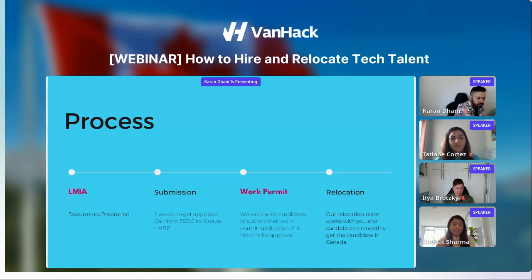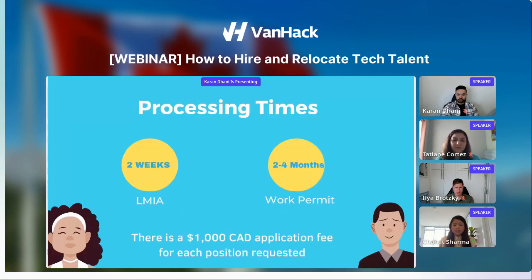That's the side where the candidate comes in. We work with the candidate simultaneously while we are working with you to put their work permit application together. Once we've submitted their work permit application, there's a quick step for biometrics and fingerprinting, and after that, it usually takes 2 to 4 months for the work permit to get approved. After that, the step is relocation. We have a special relocation team that works with the candidate to make this process as smooth as possible.